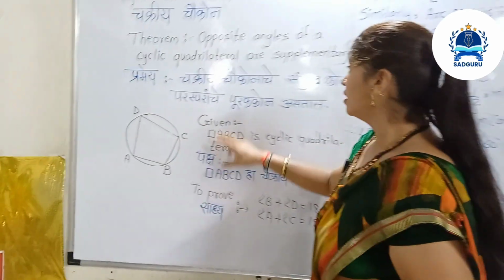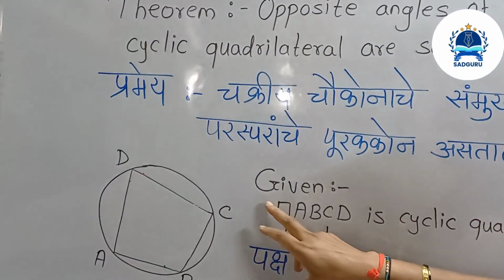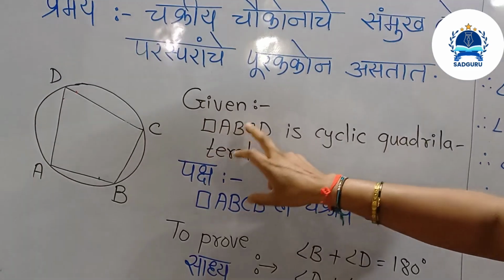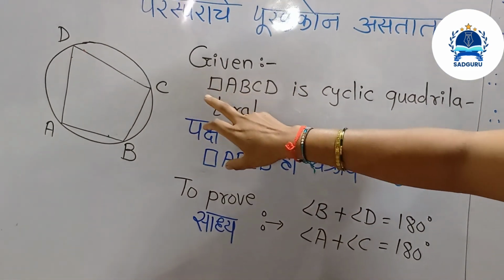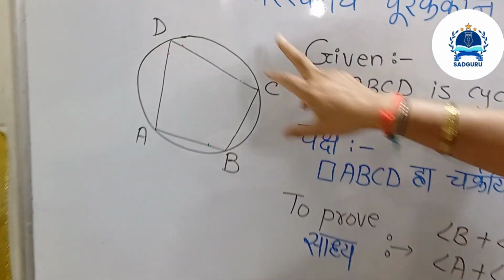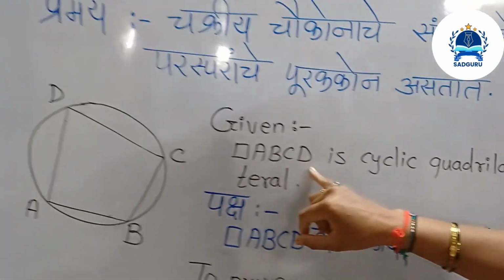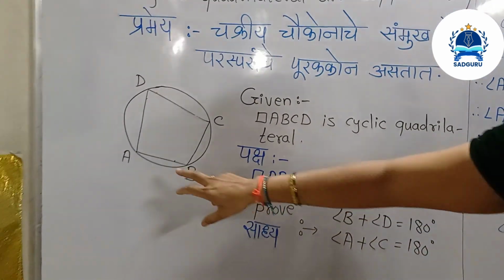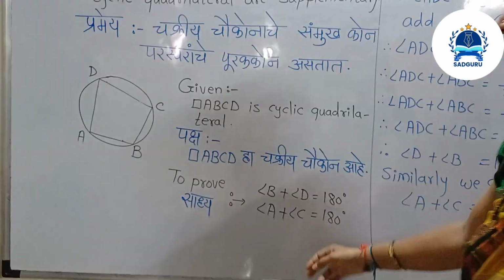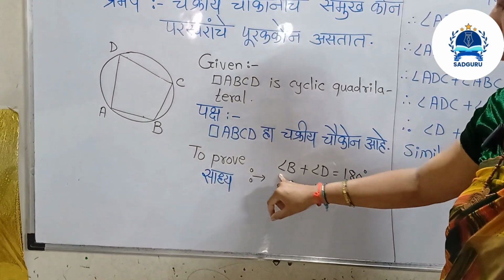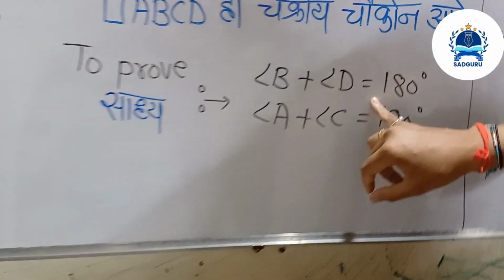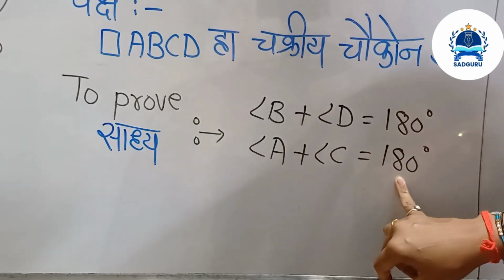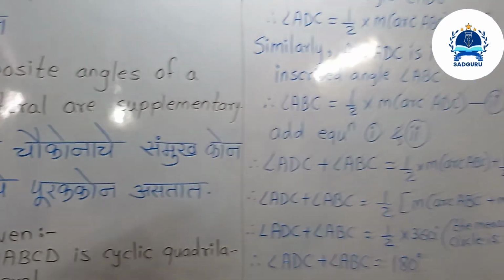So, in the given, we are only given that the quadrilateral ABCD is a cyclic quadrilateral. In the proof, we have to prove that angle B plus angle D is equal to 180, and angle A plus angle C is equal to 180.